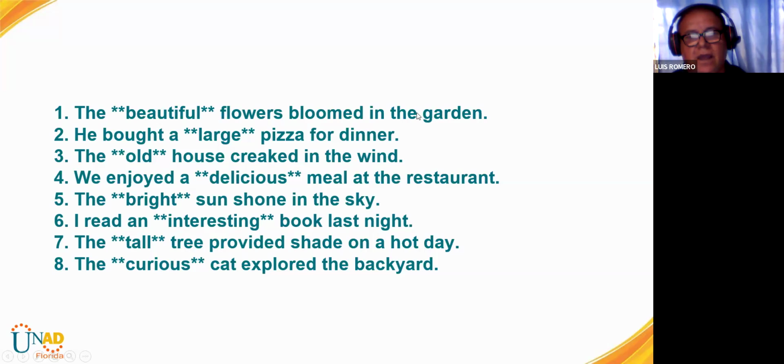So in these sentences, you have the words which are describing the nouns here: flowers, pizza, house, meal, sun, book, tree, and cat. They, sorry, beautiful, large, old, delicious, bright, interesting, tall and curious are all adjectives.